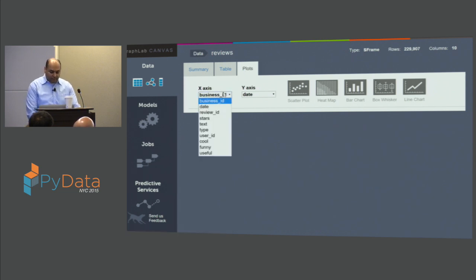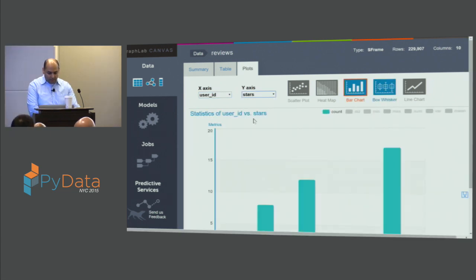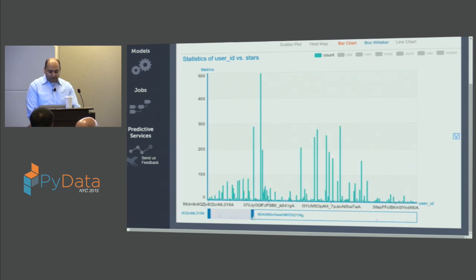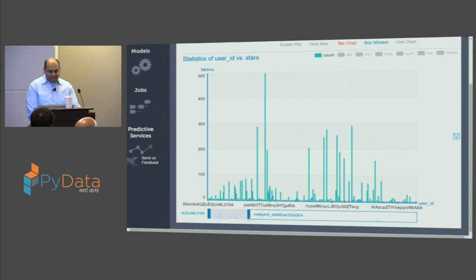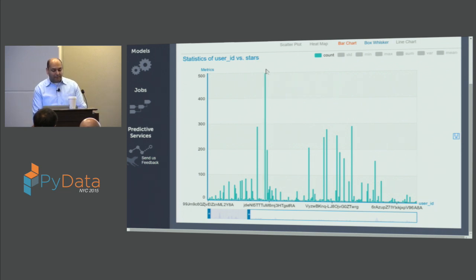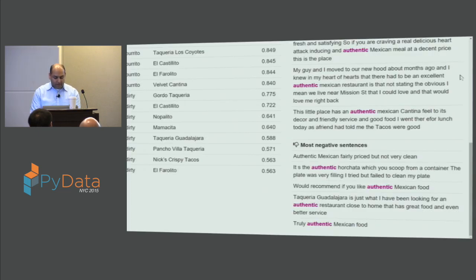Let's see if we can do something like user ID and stars. I don't know if I want a bar chart. Maybe I do. So yeah, these are all different user IDs. I can scroll through them. Stars is not what, oh, count, yes. So this tells you this user had 498 reviews. And that's amazing. So you can see that there's a distribution. The number of reviews users write also varies quite a bit. OK, so that's S-frame. That's Canvas. Let's get back to our notebook.